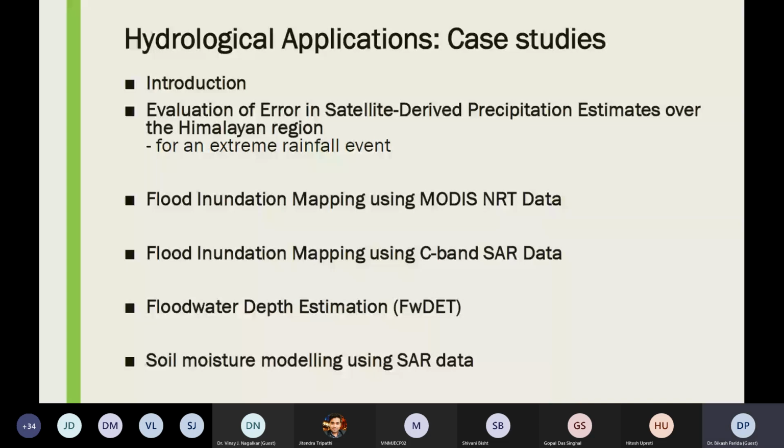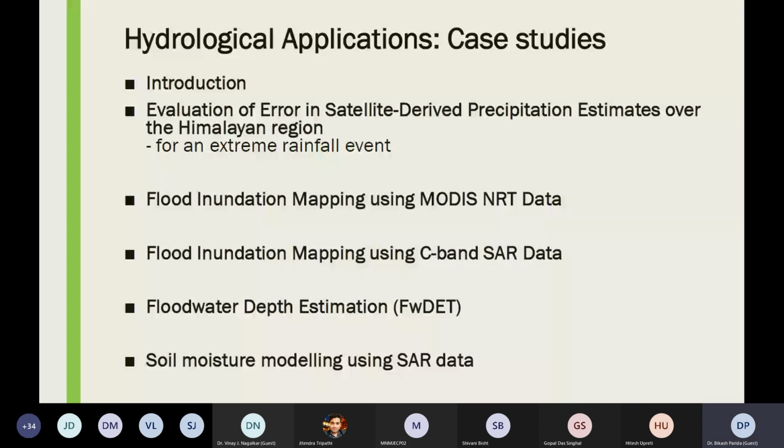And then a second case study I will show you related to how we can do the flood mapping, basically the inundation part, using the optical data. So that is called the MODIS NRT product. So NRT is near real-time product. And this product is available on an everyday basis. The data can be accessed, and this is based on the optical data.